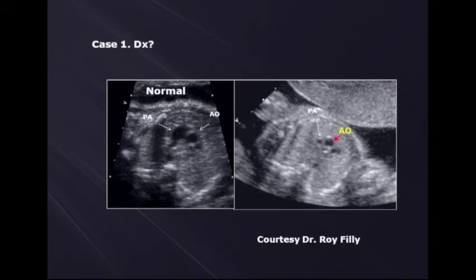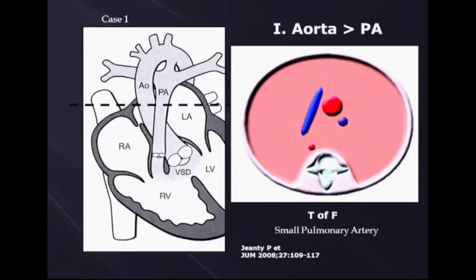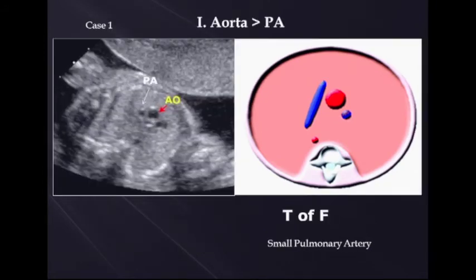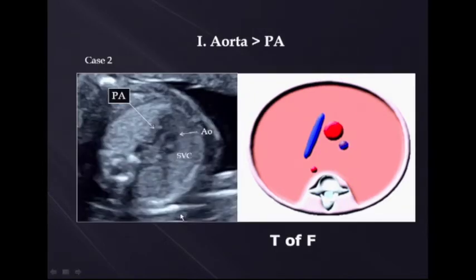So the pulmonary artery is much smaller than the aorta. We would have this in Tetralogy of Fallot. So we see a very small pulmonary artery, a larger aorta, because the aorta is overriding. And if you look at this image, they match up perfectly. So if you look at the aorta size here and the pulmonary artery, it's just absolutely perfect. So this is a great example of Tetralogy of Fallot.